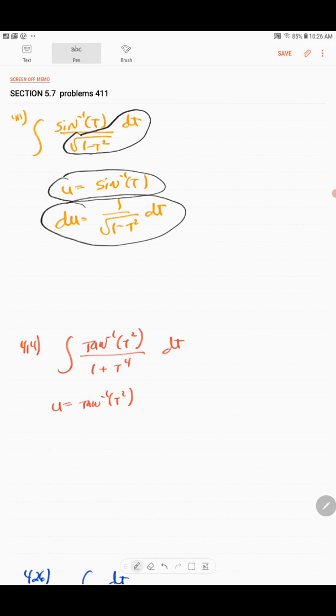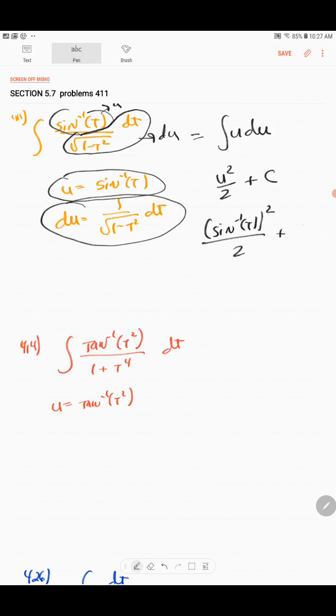Notice now when we substitute in, that's exactly what we have. This is just going to go to the du. This is just going to go to u, and we don't have to worry about any constants or anything. So this just becomes the integral of u du. When we integrate that, we get u squared over 2 plus c, and we plug in that u is equal to the inverse sine function. So this would be our answer for 411. Again, notice the trick is just picking the right value for u.